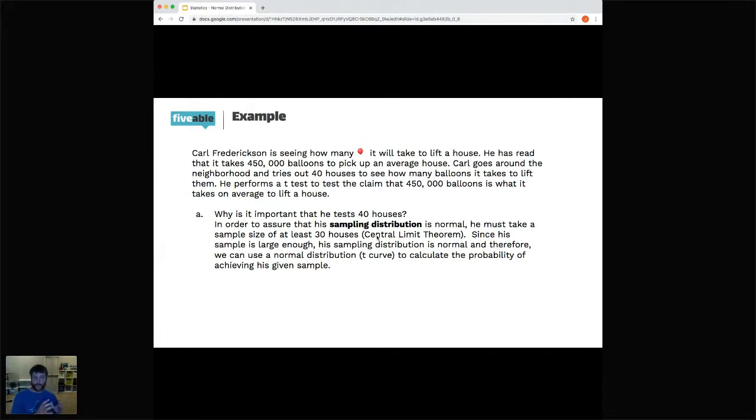So I was a little bit more specific in the way I worded that instead of just saying it's a normal curve. But the sampling distribution of 40 houses is normal. And therefore, his one sample, he can see where that's at. Was it really, really rare that he collected that one sample? Or is his sample kind of right in line with all the other samples? Okay.